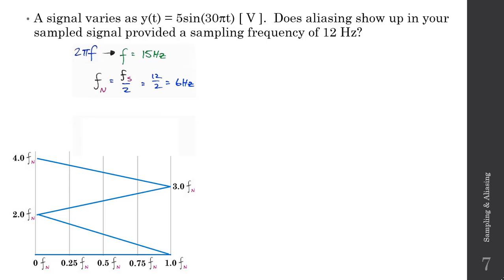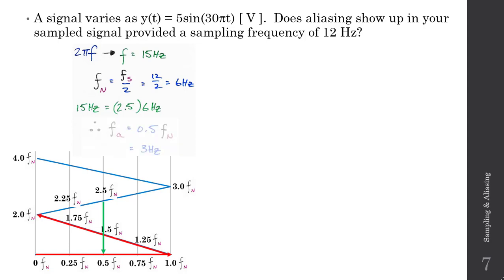To evaluate that aliasing, we know that 15 Hertz is equal to 2.5 times 6. So we'll need to go back to our folding diagram and work our way up to 2.5 times Fn. Once we're at 2.5 times Fn, we'll fall back down to this baseband here, and we'll fall back down to 0.5 times Fn. So as a result, the alias frequency present in our sampled signal will be 0.5 times Fn, 0.5 times 6, which is 3 Hertz. Right, so even though we've increased the frequency of the input analog signal, we're going to see the same alias signal in our sampled data.